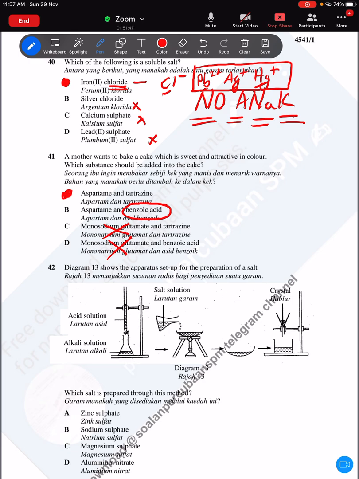Which diagram 13 shows the apparatus set up for the preparation of a salt? This is the titration. Those are in my class. I have gone through this plenty of times. This is how you do a soluble salt. This is the method to make a soluble salt. Which salt is prepared through this method?